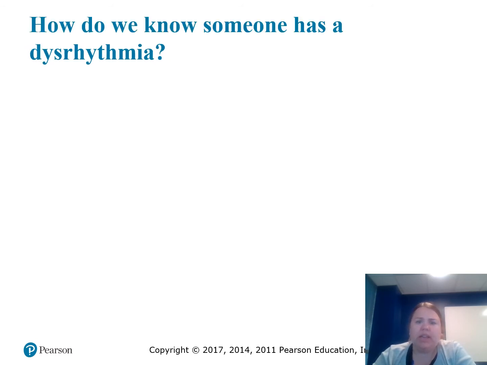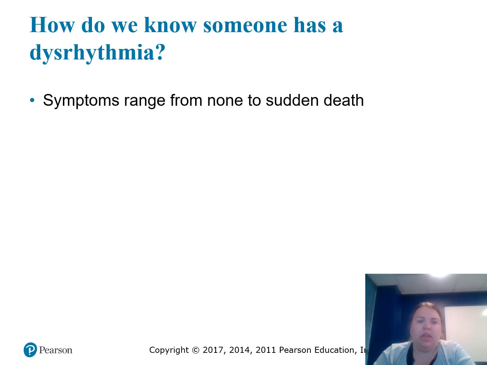So again, like we talked about in class, how do we know someone has a dysrhythmia? Maybe they're complaining of chest pain, fatigue, shortness of breath. Maybe they have heart failure and then they're having edema and then they have a dysrhythmia. Now, symptoms can range from none at all to sudden death. They have severe chest pain and then they go into cardiac arrest.